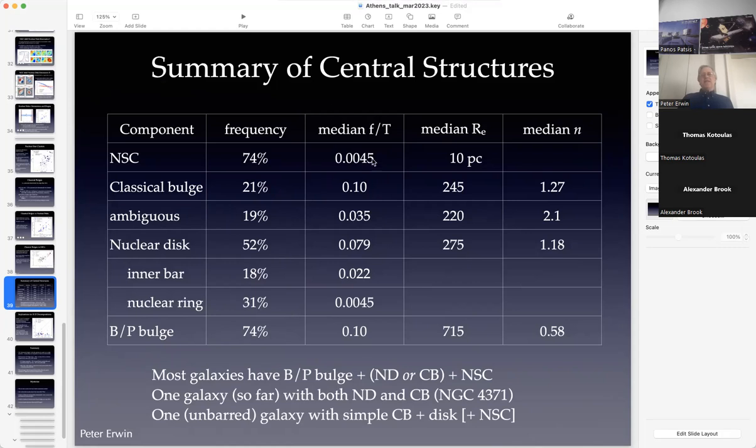This is the median fraction of the total galaxy light in these different components. So classical bulges, 10%, nuclear disks, 8%, BP bulges, 10%. These are the median sizes.